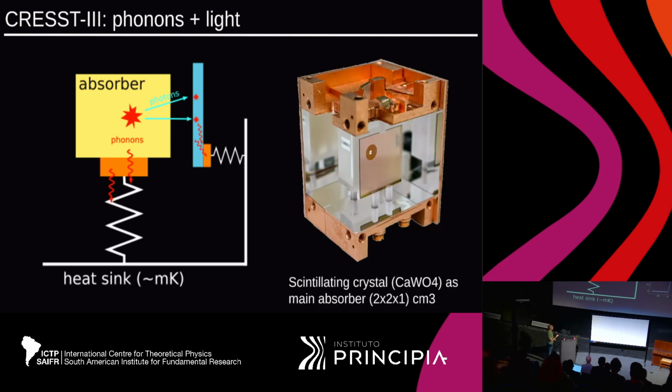So this idea has been implemented, and here is another version of the CRESST detector. The crystal is here on the back, okay? And this rectangular thing here, you can guess, is the light detector. There you have a transition edge sensor coupled to the thermometer, okay?